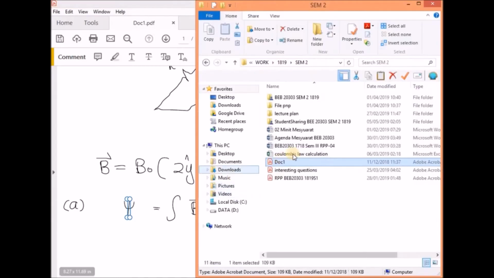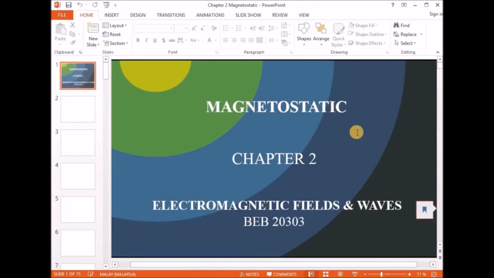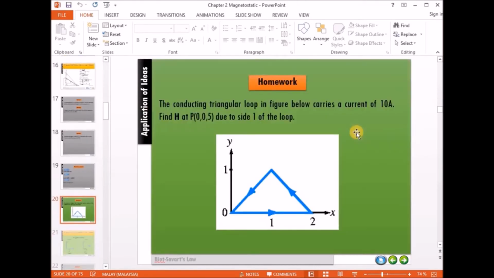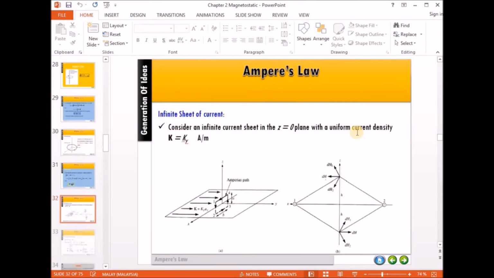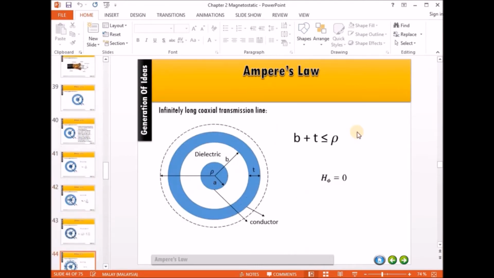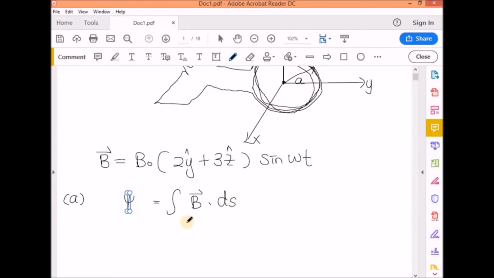In case you don't remember, you learned this thing here, right? Can you see this one? The magnetic flux through a surface. So if you want to know the magnetic flux, you integrate B dot ds. So we come back here.